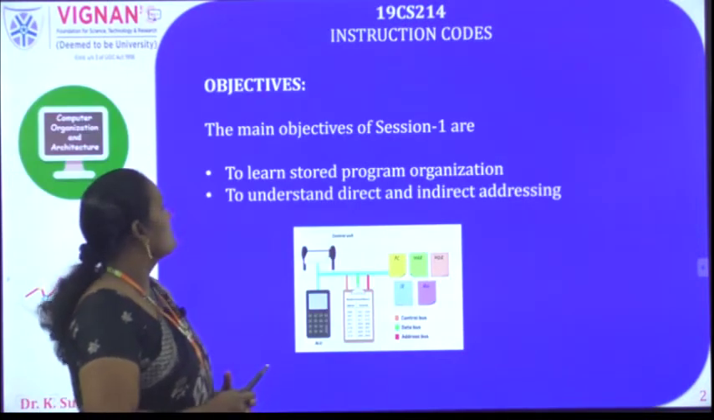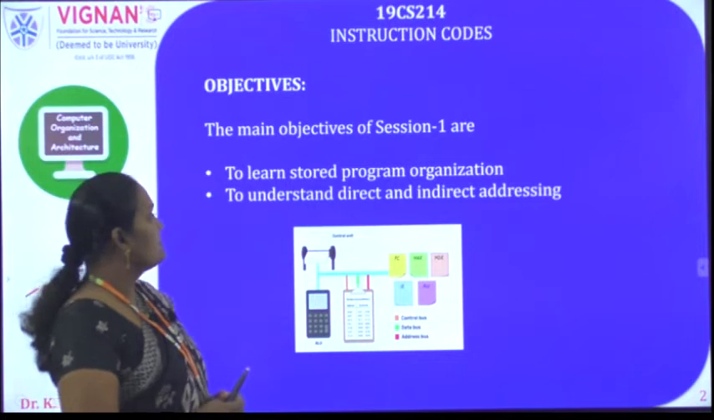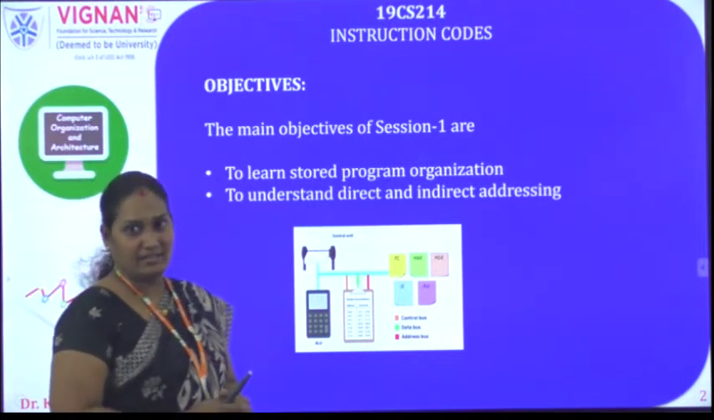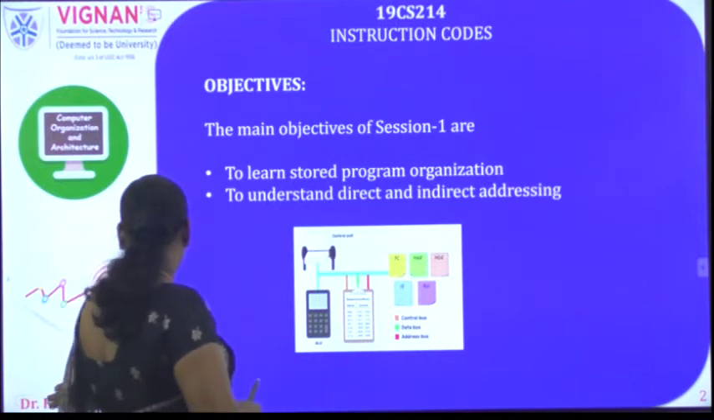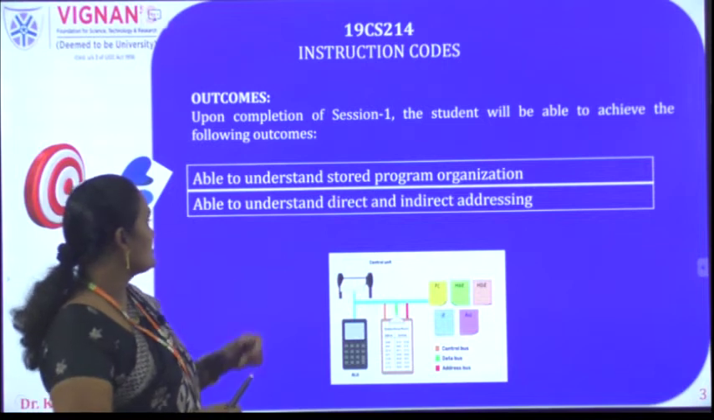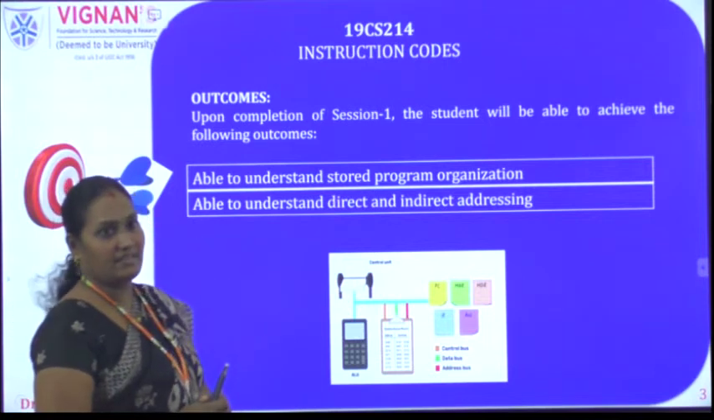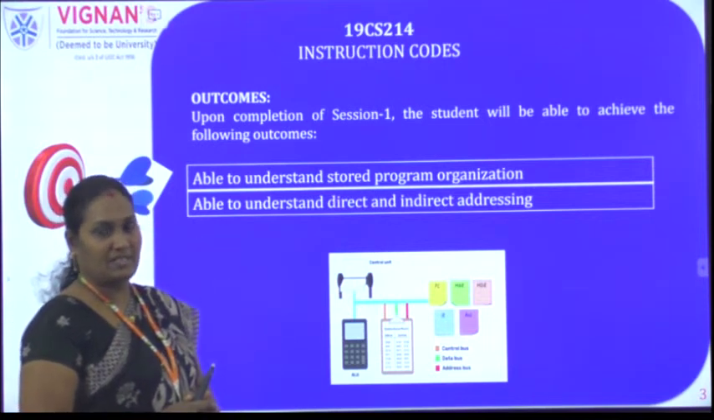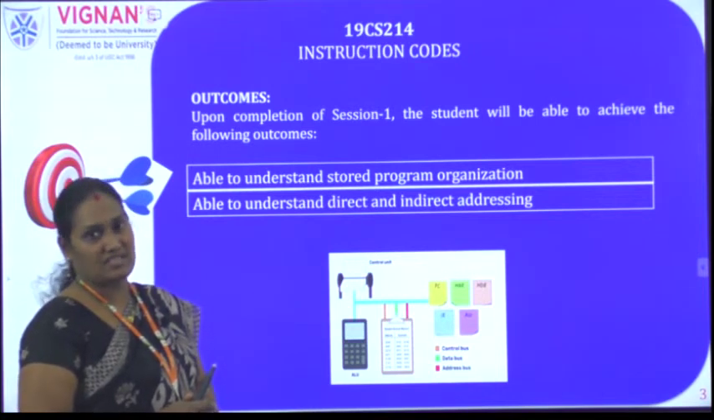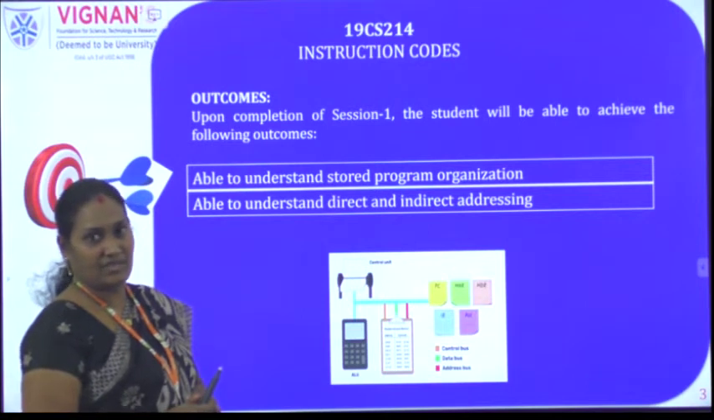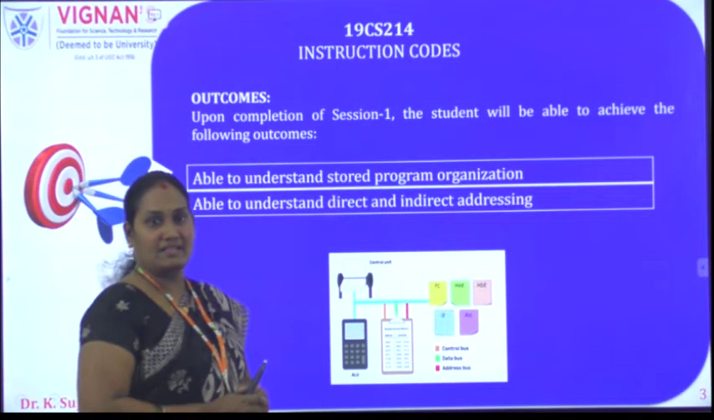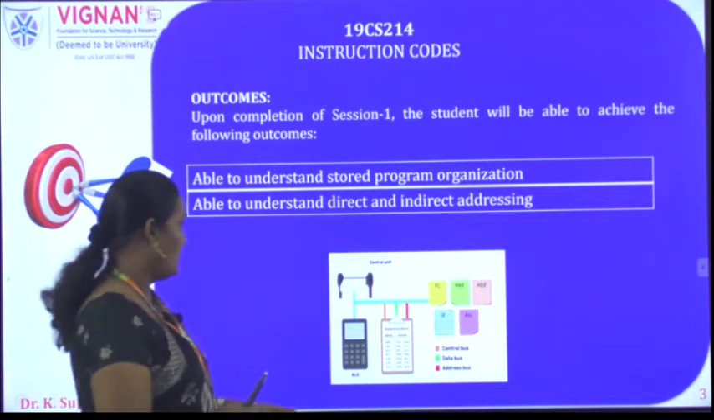The main objectives of this session are to learn stored program organization and to understand direct and indirect addressing. The main outcomes of this session are, by following this session, the student will be able to understand stored program organization. That is how a program is stored and how various parts of instructions are represented. All those things that we are going to learn. And the student will be able to understand direct addressing and indirect addressing of operands.